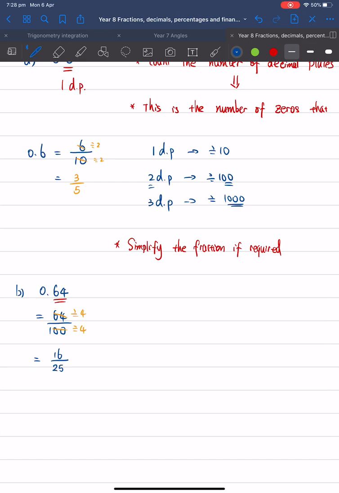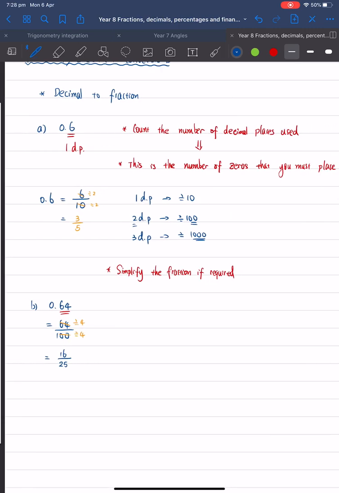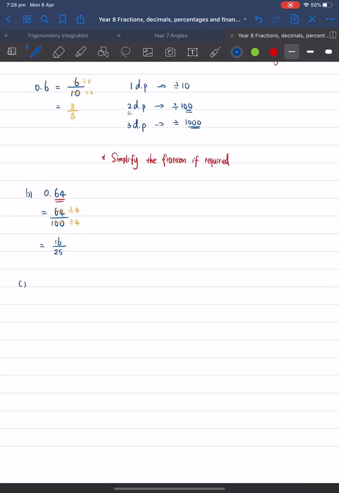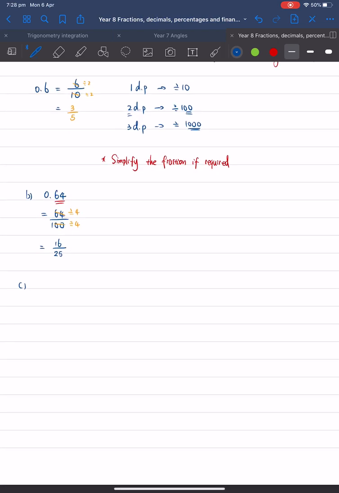So that should be quite easy. I don't see the hard part with this type of question. If you do get a question like this, it's quite easy to convert. How about question C? What happens if we have a really small number, 0.00012? Even if it's a very small number, that's okay.